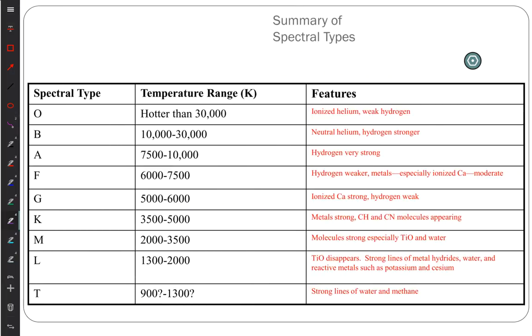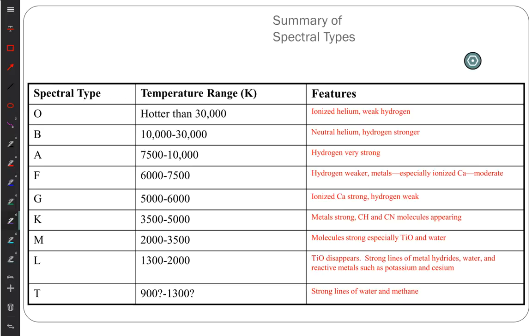So here are the actual data to go with these. So O's are the hottest stars. They're around 30,000 or more kelvins in temperature. Super hot. And the features, when you look at the absorption spectra, you see very weak hydrogen absorption lines and ionized helium. Now we have to be clear. A helium neutral atom has 2 electrons. An ionized helium atom could have 1 or 0, but if it had 0, it wouldn't have the absorption. So when it says ionized helium, it means it still has 1 electron.